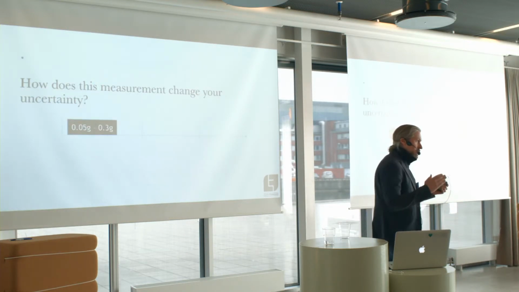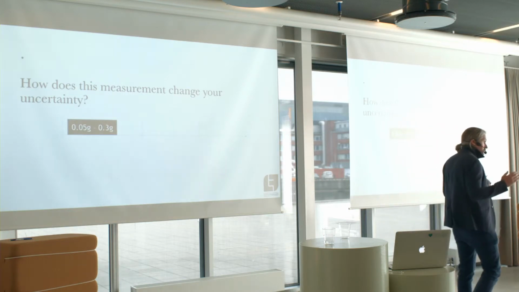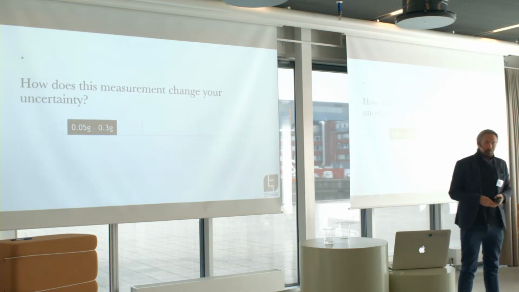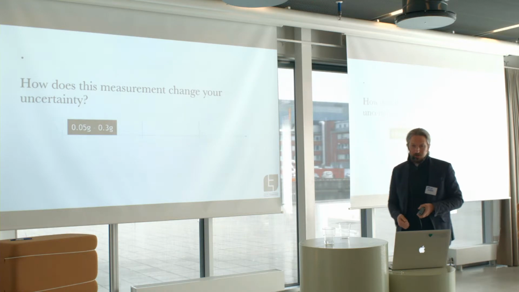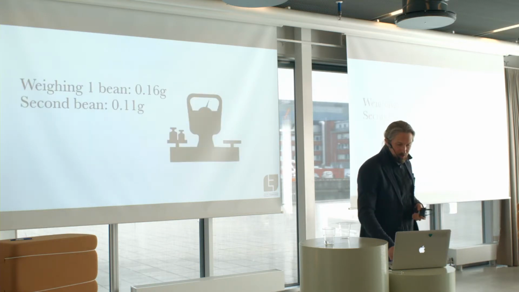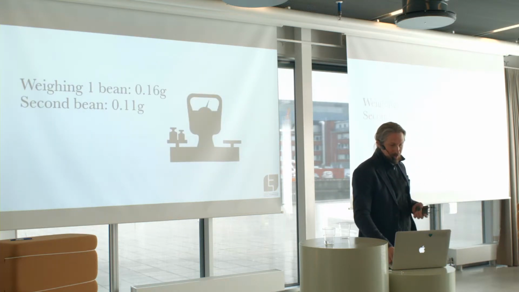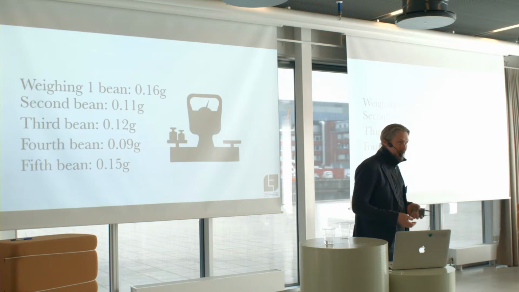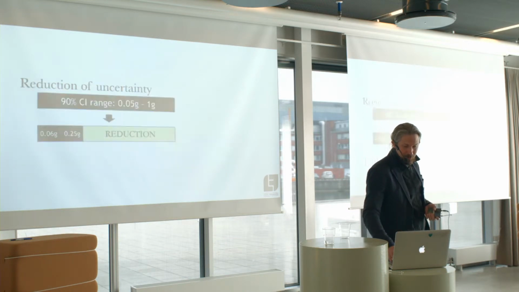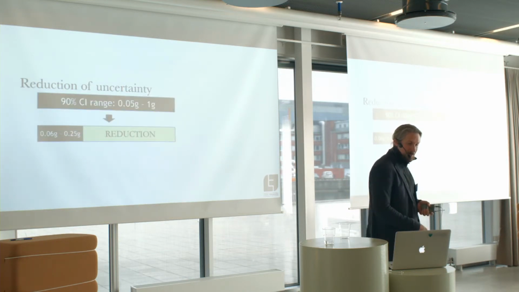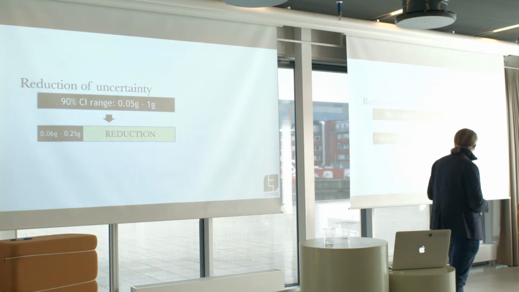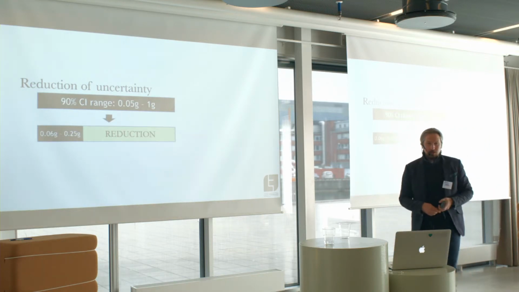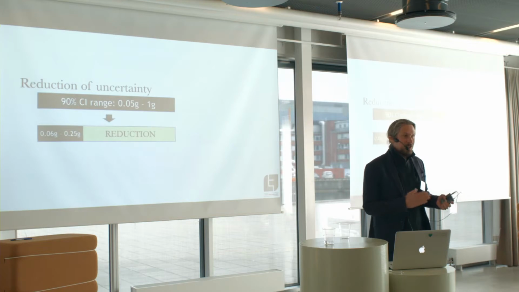That means that our uncertainty was reduced quite significantly, maybe to this range instead. And if we weigh a second bean, okay, it's a little lighter. We keep going like this. Five is a magic number. Test something five times. It's good enough for various reasons. We come up with actually quite a significant reduction of our uncertainty.